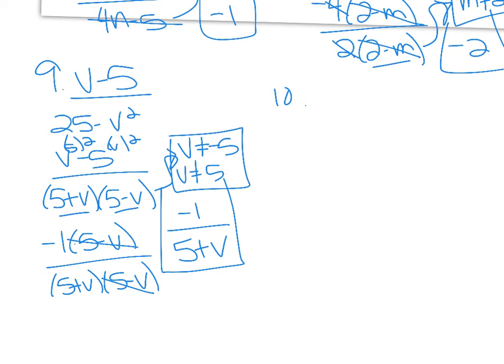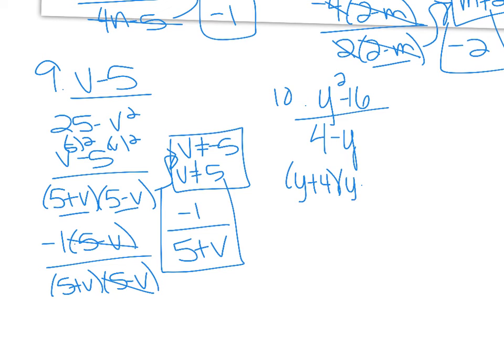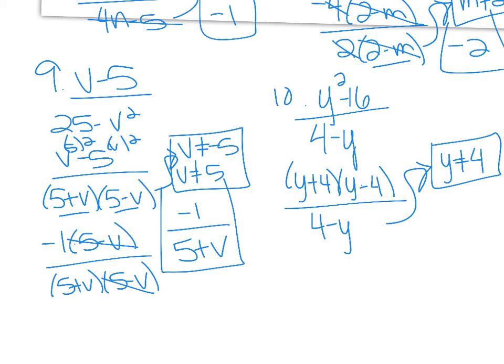Number 10, y squared minus 16 over 4 minus y. If I factor my numerator, that's a difference of squares. So I've got y plus 4 times y minus 4. In my denominator, I can't factor that, so I'll leave it as 4 minus y. For my excluded values, if my denominator is 0, y would be 4, because 4 minus 4 gives me 0, so I know y cannot equal 4.